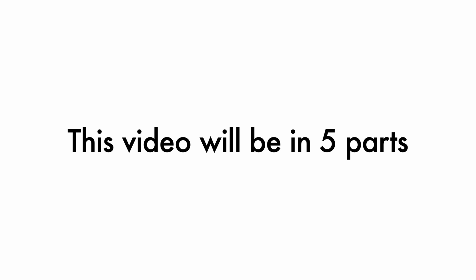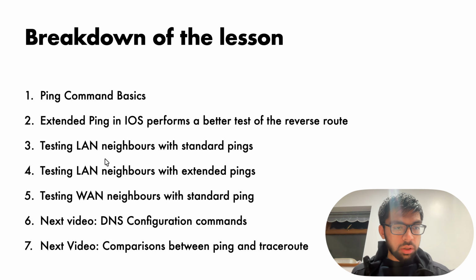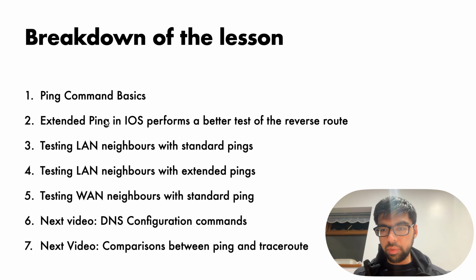This video is going to be five parts. We're going to be covering these five in this video: the ping command basics, extended ping in IOS, which performs a better test of the reverse route, testing LAN neighbors with standard pings, testing LAN neighbors with extended pings, and then testing WAN neighbors with the standard ping. And then in the following videos, we'll be looking at DNS configuration commands and comparisons between ping and traceroute.